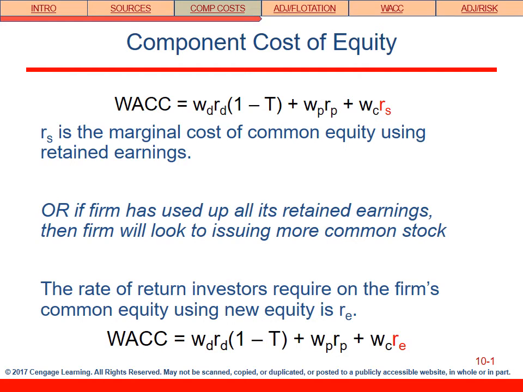Now, if a firm has used up all of its retained earnings, it may then look to issuing more common stock if it is in need of capital. Then we will call that R sub E. But this tutorial will focus on finding the cost of retained earnings.